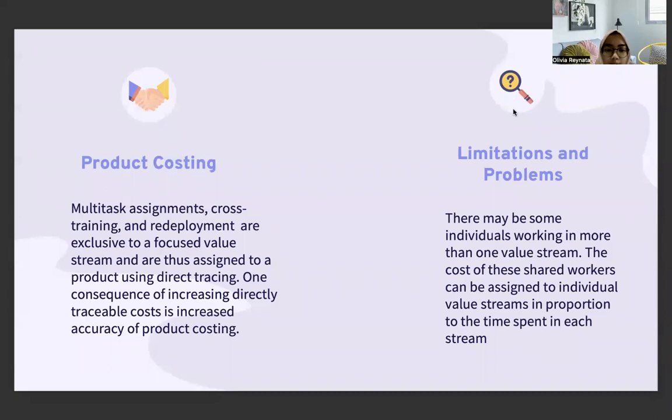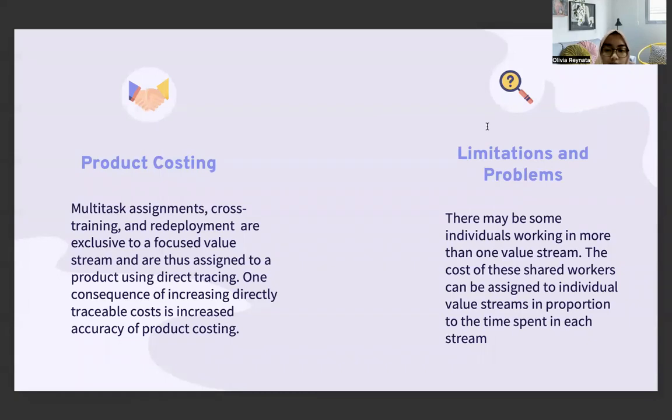Next, limitations and problems. There may be some individuals working in more than one value stream. The cost of these shared workers can be assigned to individual value streams in proportion to the time spent in each stream. For example, a payroll clerk may support several value streams. In this case, the clerk's salary should be split according to the time spent processing payroll for each value stream.